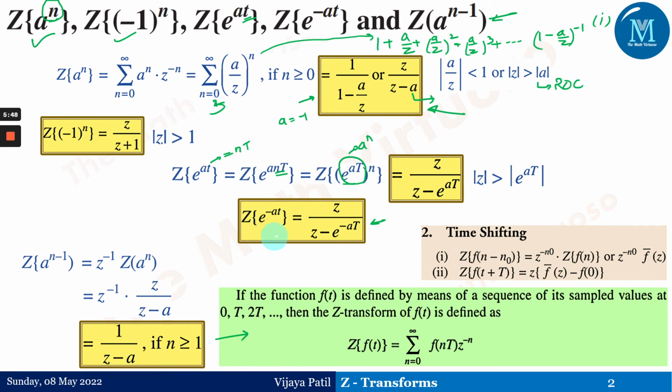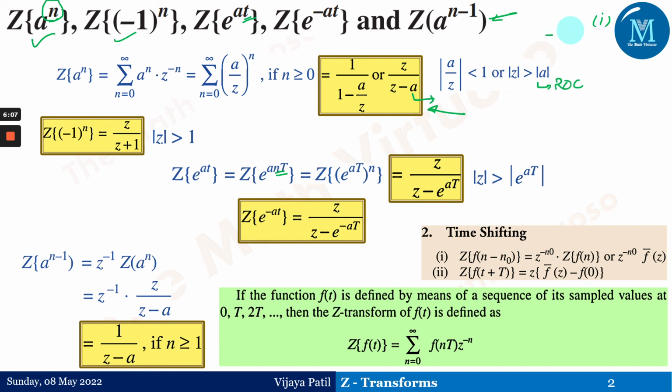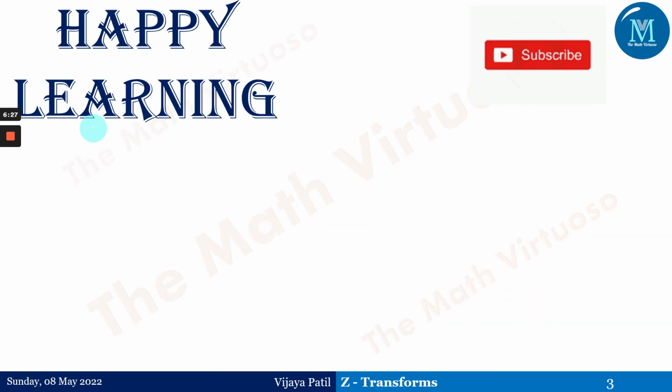I'm trying to fit all these functions in one go so that you will be able to compare them, and if I erase this, you will get a clean view of all these functions and their solutions in one go. This is very important to understand how the standard functions are connected to each other, so that we can easily use the Z transform of a standard function in the upcoming sessions. I hope you have understood this particular set of standard functions and their Z transforms. Thank you. Happy learning.